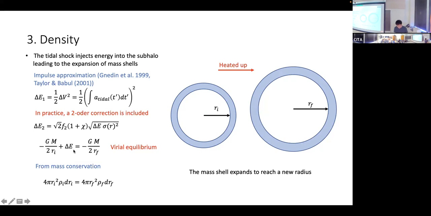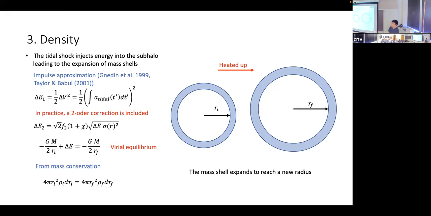Then, using the virial equilibrium, we get this relation here. We can solve for the final radius of the mass shell given the heating energy injected by the tidal shock, and we can use mass conservation to translate this relation between the initial radius and the final radius to the density of the subhalo at any radius after the tidal shock.